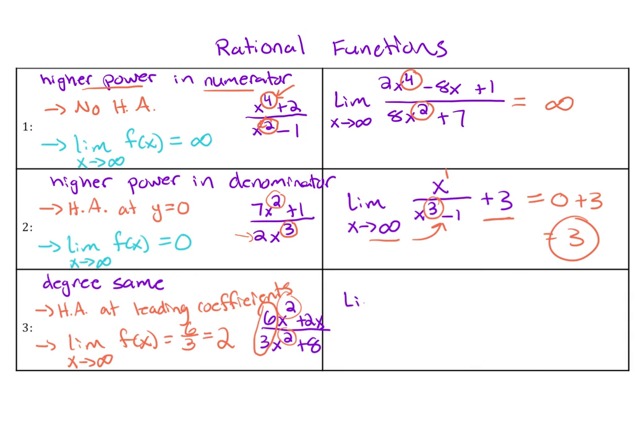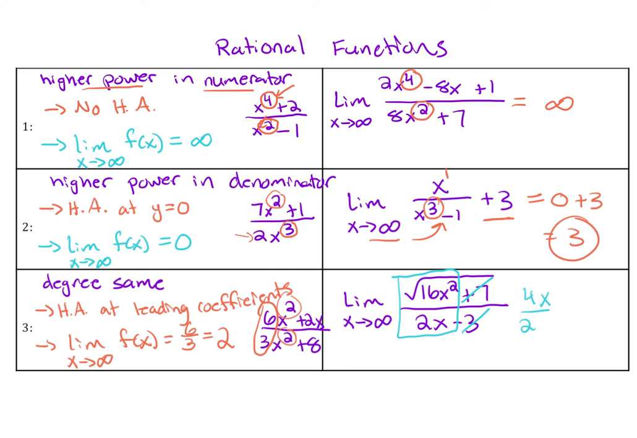And now here is an example. The limit as x approaches infinity of the square root of 16x squared plus 7 over 2x minus 3. Okay, so this one doesn't appear to have the same degree, but if you're looking at just this part of the function, these other terms don't even matter. And then if you take the square root, you're looking at 4x over 2x. They do have the same degree, and the leading coefficients, 4 divided by 2, is 2. So as you approach infinity, the y values will approach 2.